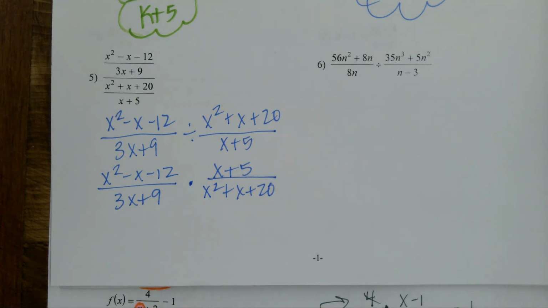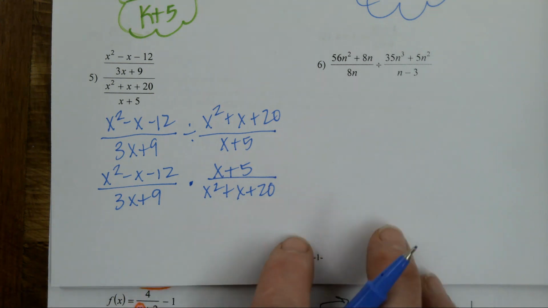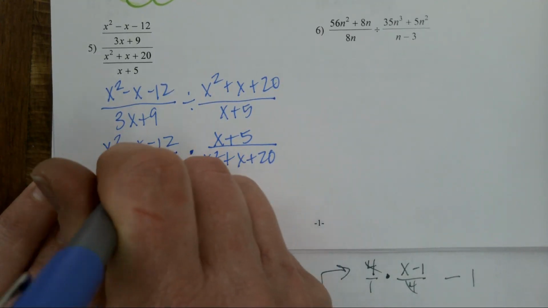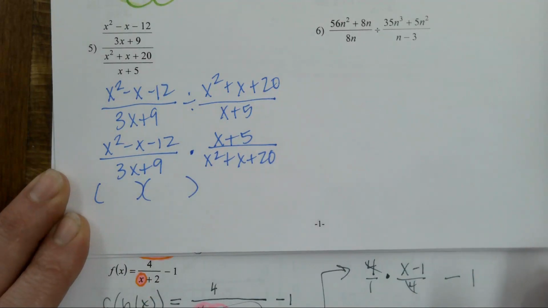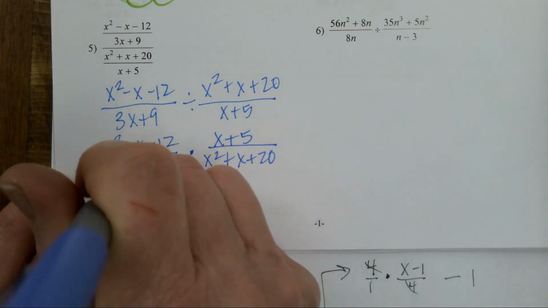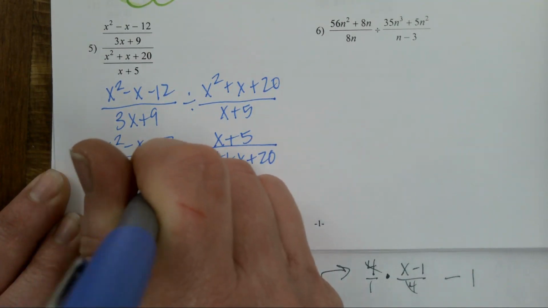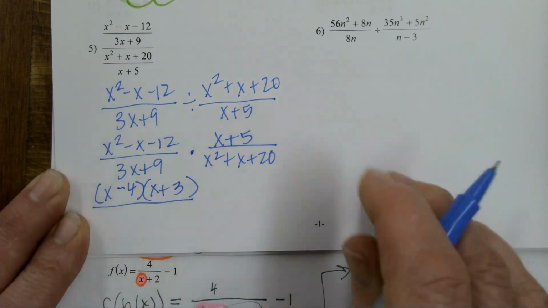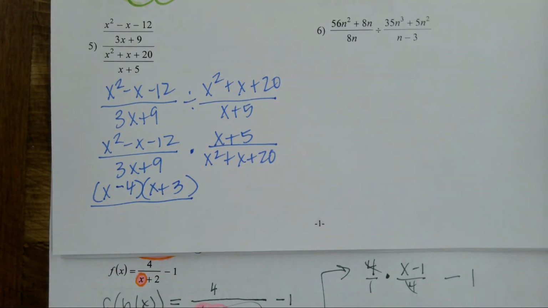Can I factor the numerator of the first fraction? Yes. It breaks down into x minus 4, x plus 3. Can I break down the denominator of the first fraction? Okay, what do I get?